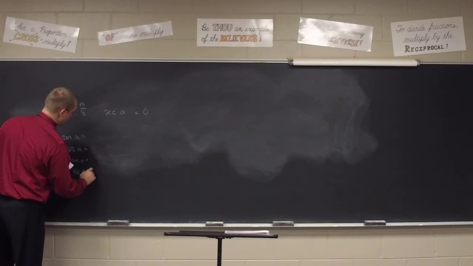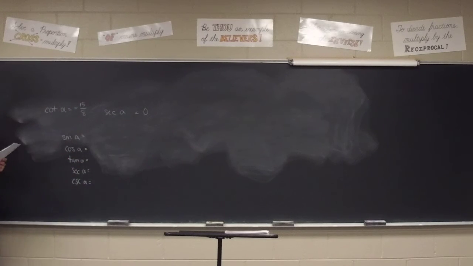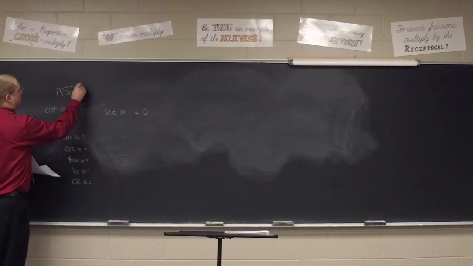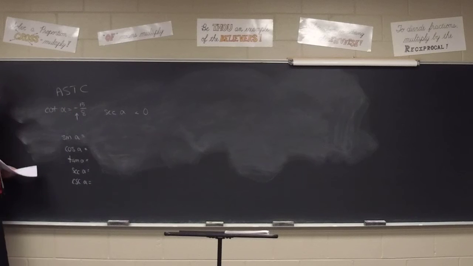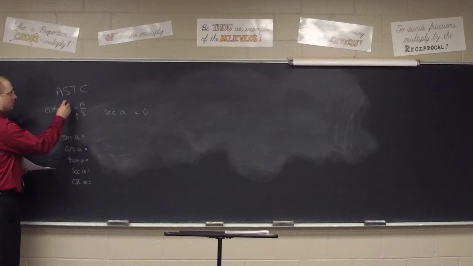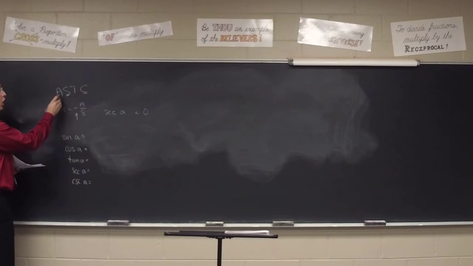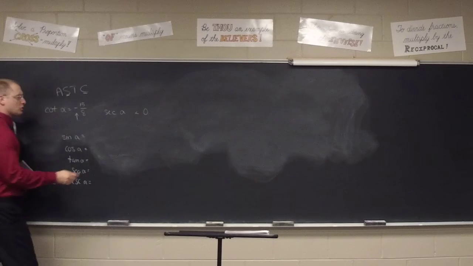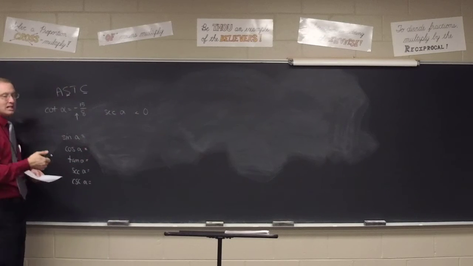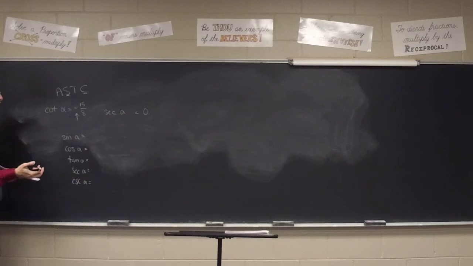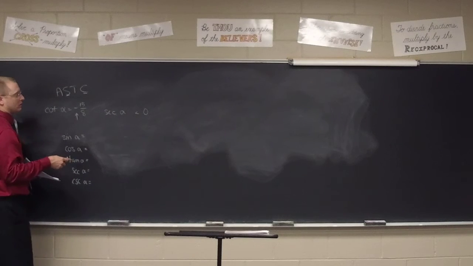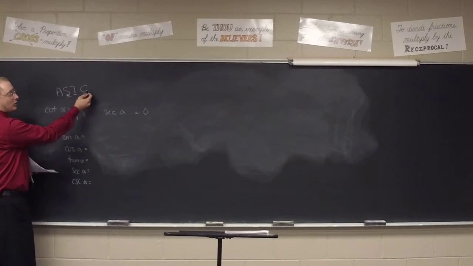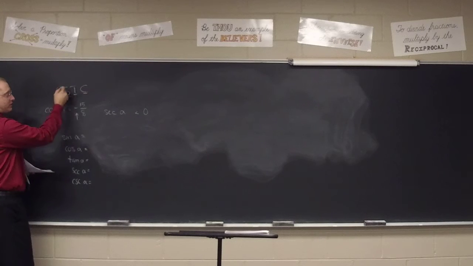One of the first things we'll want to do is determine the quadrant, only because if you don't, you'll forget about it. So I would start with the quadrant here. ASTC. If cotangent is negative, that means we are in either quadrant 2 or 4, because all are positive in quadrant 1 and tangent is positive in quadrant 3. But we're also told that secant is less than 0, meaning negative, so where would secant be negative? Quadrant 2 or 3, because secant goes with cosine.